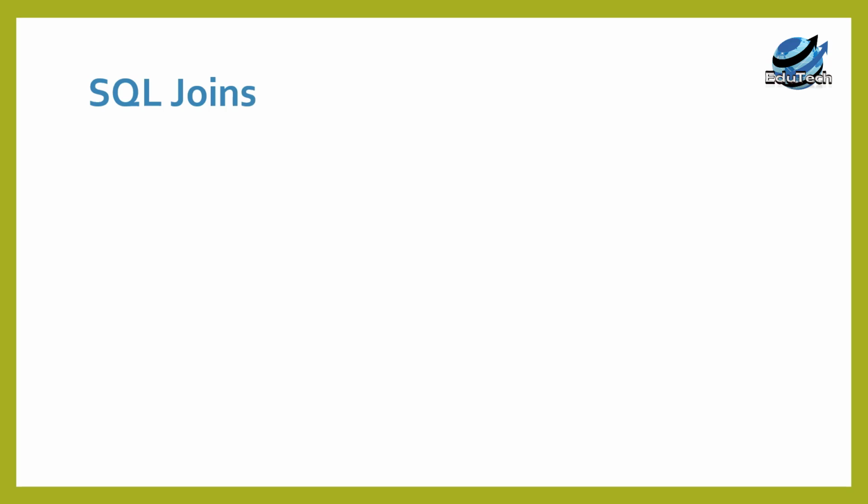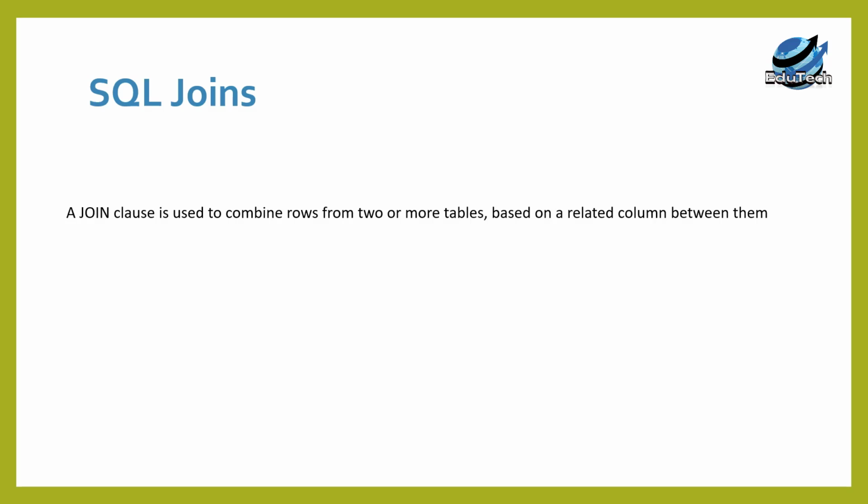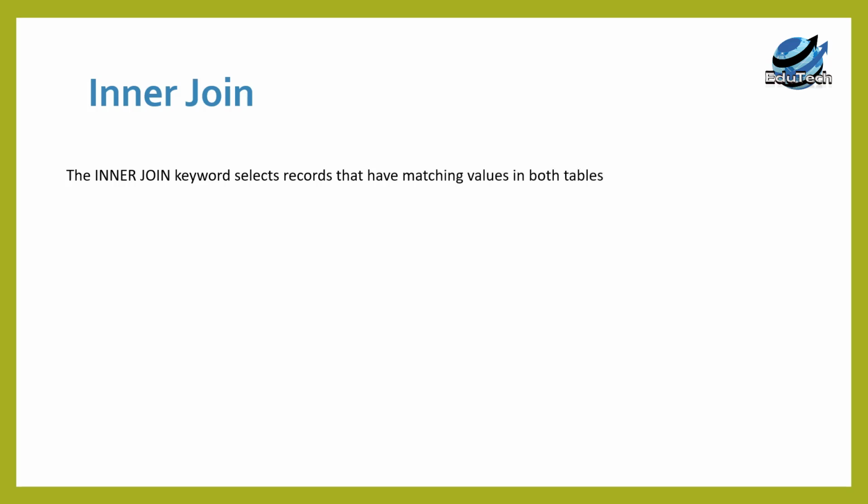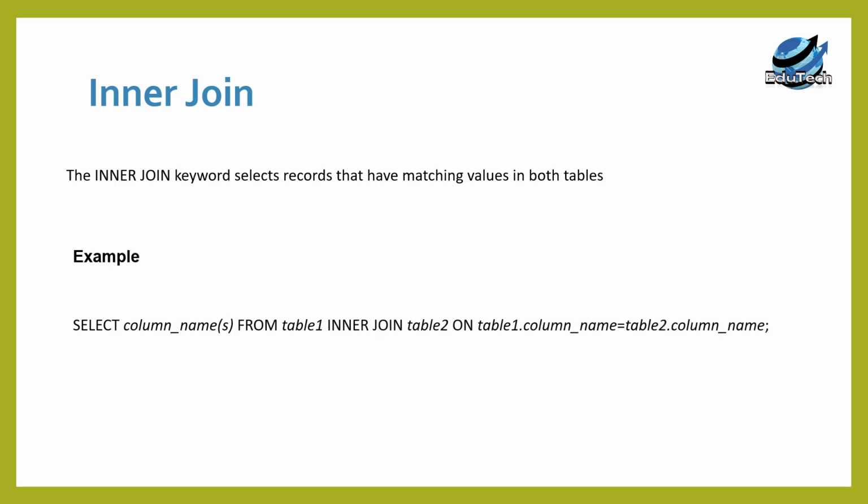SQL Joins. A join clause is used to combine rows from two or more tables based on a related column between them. Inner join. The inner join keyword selects records that have matching values in both tables. Example: select column names from table 1 inner join table 2 on table 1.column name = table 2.column name.